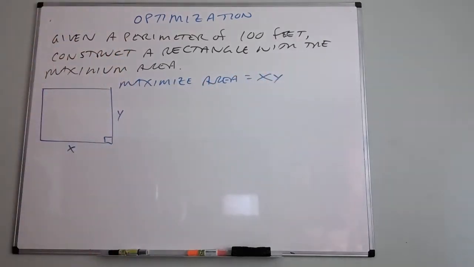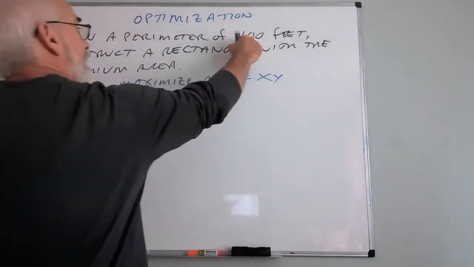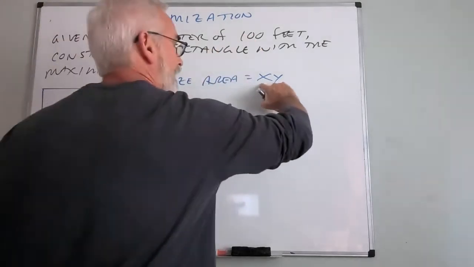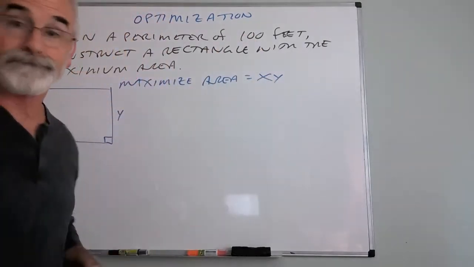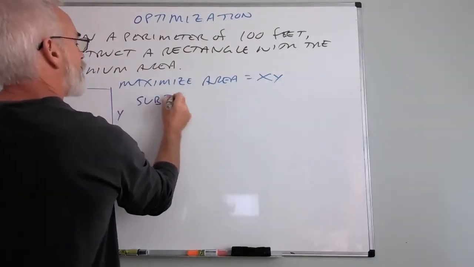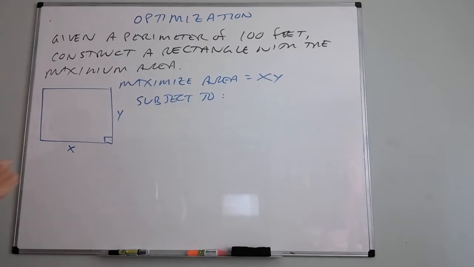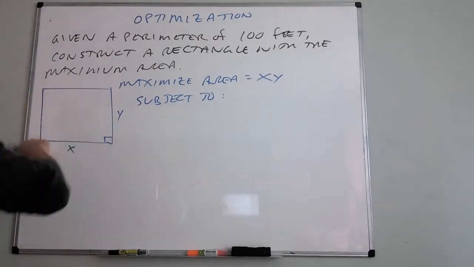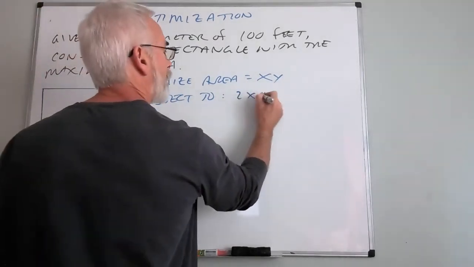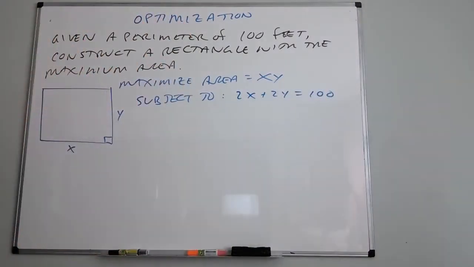Now, anytime you have an optimization problem, it usually comes with some form of a constraint. My constraint here is that I have 100 feet of fencing. See, X and Y cannot grow infinitely, so I am bound by this. So we'd say subject to, now if my perimeter is 100 feet, I know the perimeter of the rectangle, I just add up the sides. So 2x plus 2y equals 100. Okay, so I want to maximize that product subject to that.